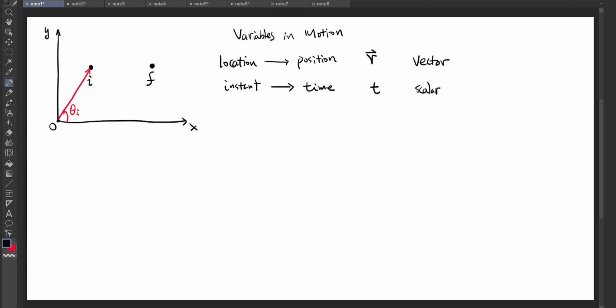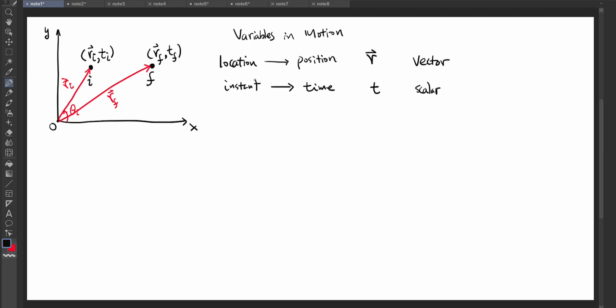Now similarly, I can draw an arrow from the origin to the final position, and I can call this R final, and the previous one is R initial. Okay, so that's why location or position here is a vector. So we need at least these two quantities to represent this object's motion. And let me write down a composite quantity in a parenthesis: the first quantity here represents the position, and the second quantity is the time. That's R final, and then T final.